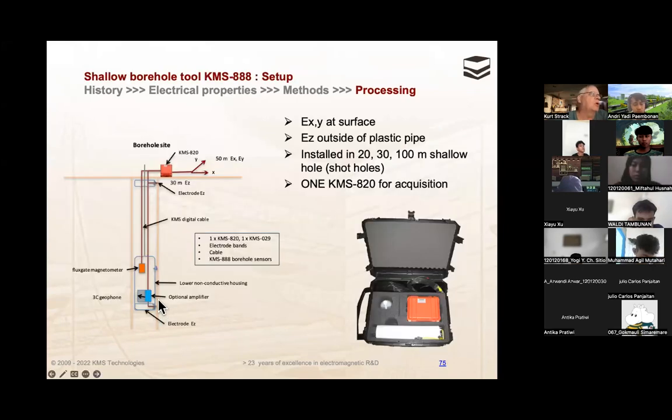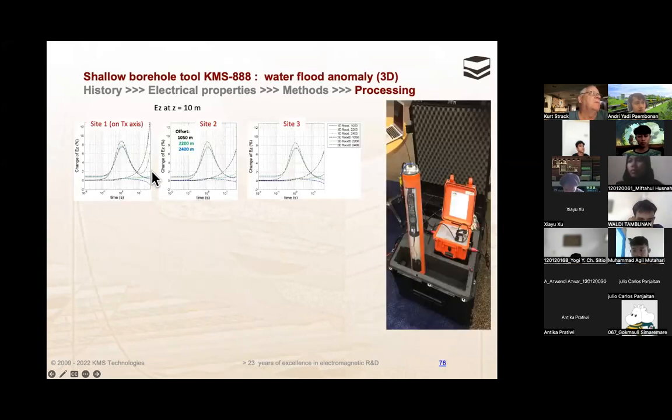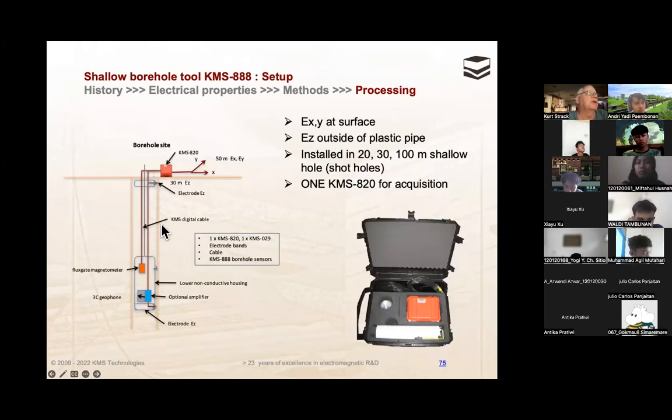So a borehole tool would be installed in a borehole with a 3-component magnetic field receiver and electric field electrodes outside of the casing, X and Y at the surface, because you need to compensate for the deviation of the borehole. And this is a borehole tool in its transportation case.